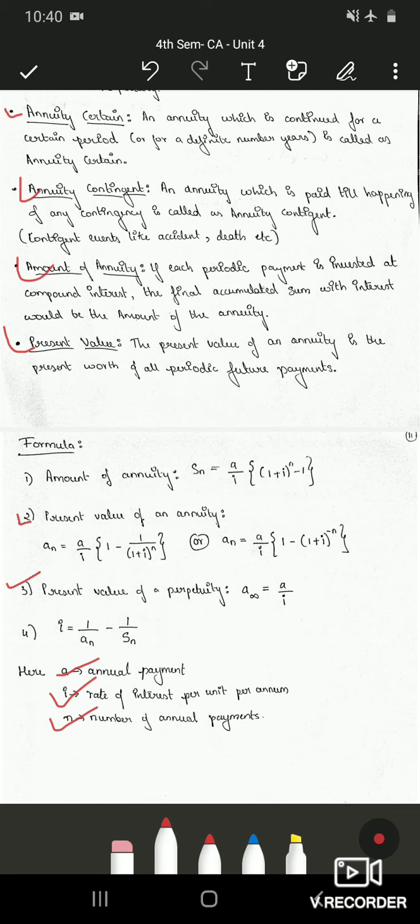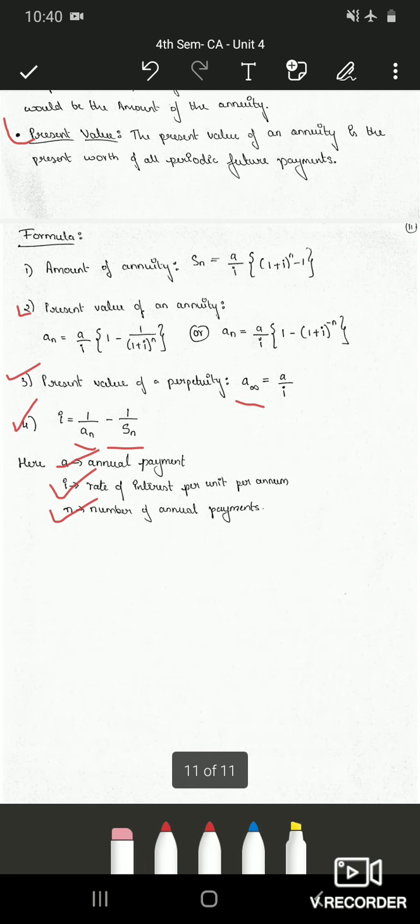Next, the present value of a perpetuity is denoted by a with suffix infinity, which is A by i. So a_∞ is equal to A/i. Also note that i is equal to 1/a_n − 1/S_n. So the rate of interest is nothing but the difference of the reciprocal of the present value minus the reciprocal of the amount of annuity. So remember these formulas.